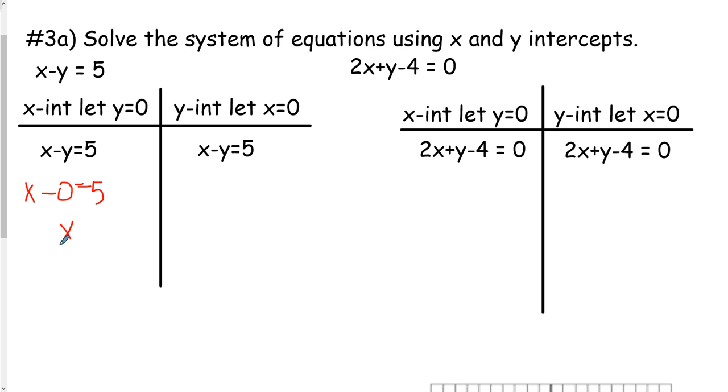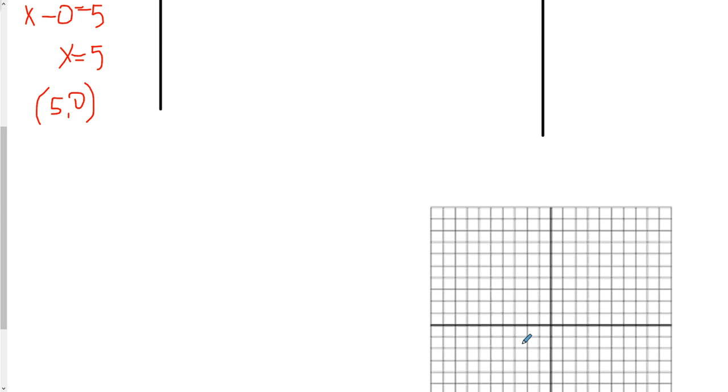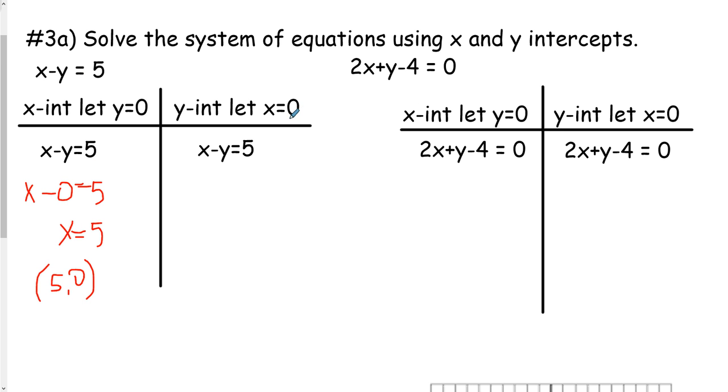That leaves me with x equals 5. That means the x-intercept, or the point on the x-axis, is going to be 5, 0, because we said y was going to be 0. And then same for the y-intercept. All the points along the y-axis are going to have an x-coordinate of 0, so I'm replacing my x with 0 in the equation. So we have 0 minus y equals 5, which means negative y equals 5. Then if you divide both sides by negative 1, you'll end up with y equals negative 5.